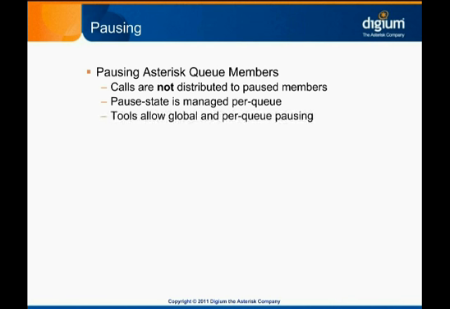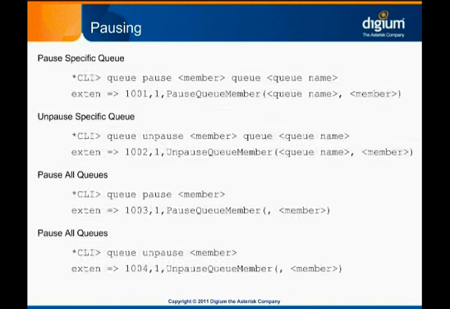The tools for managing pausing let you globally pause or unpause a member in all queues, or to specify a single queue. The syntax for each is displayed here. You can use either the CLI command or the dial plan application to accomplish pausing actions. Pause status only matters in relation to queues, which means that a member can still receive calls directly from a dial statement, even if they are paused from the perspective of the queue module.